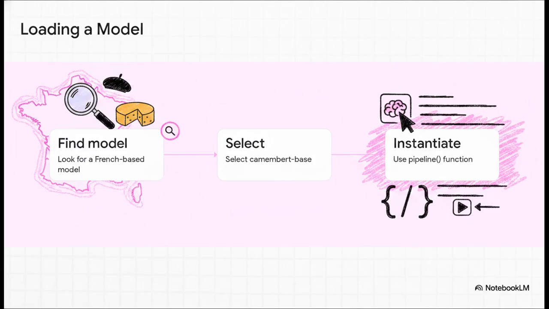Step 1, you just need to find a model. So let's say we're looking for a French-based model that can specifically perform mask filling. Step 2, we identify that exact task. And then step 3, we actually load it into our code. Honestly, it's that easy. You search, you select, and you're ready to build.